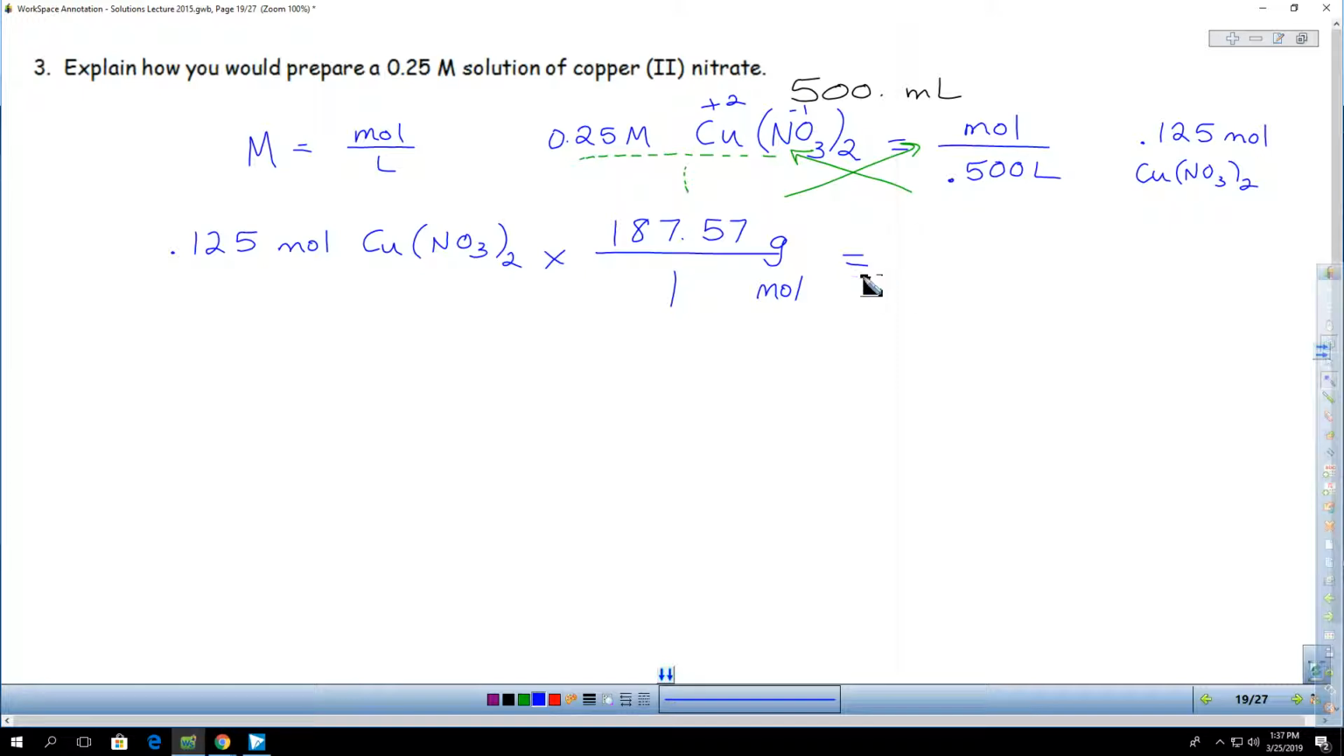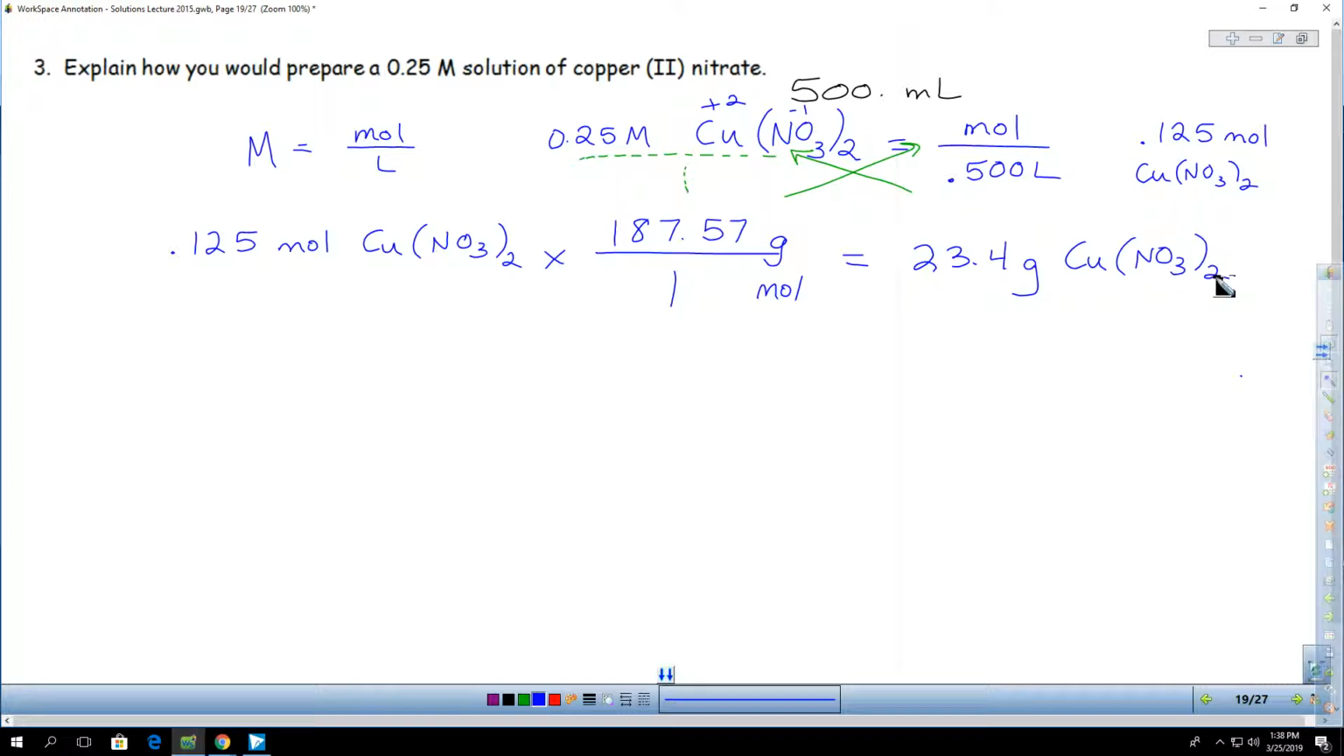Here's kind of what I was referring to, when we do these mole calculations and stoichiometry, we could have multiple setups. Do you see how this is different? This is multiplication. And then we can multiply across the top and divide on the bottom. This is an equality. This is different. This time I need to cross multiply in order to solve for that moles. There we go. Okay, so I'm going to multiply 0.125 times 187.57. And I'm looking at about 23.4 grams of copper nitrate.